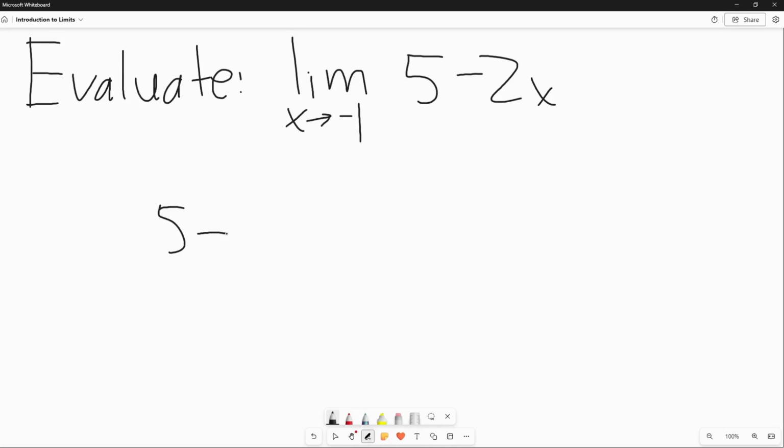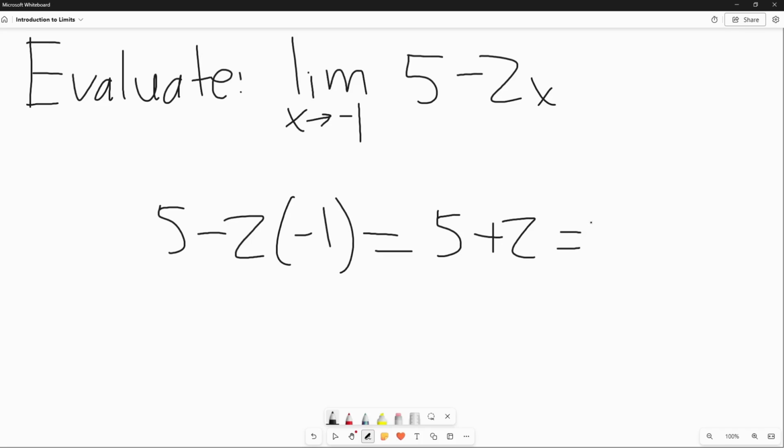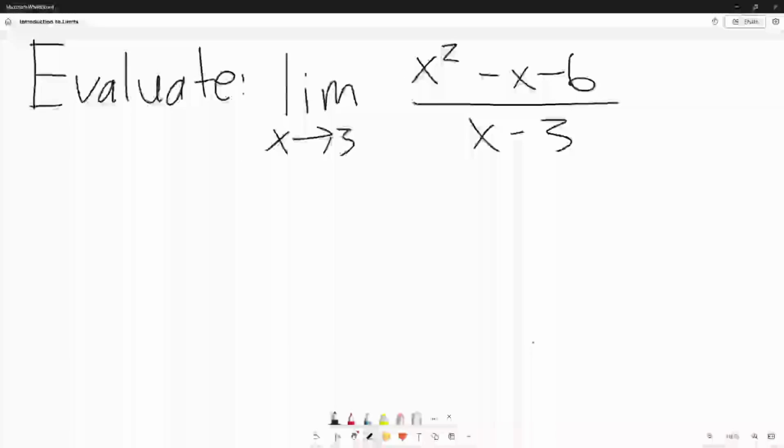So it's just 5 minus 2 times -1, because that's what we're calculating, is equal to 5 plus 2 equals 7. And that's our answer, so it's pretty easy. So the limit of 5 minus 2x as x approaches -1 from both sides is equal to 7.